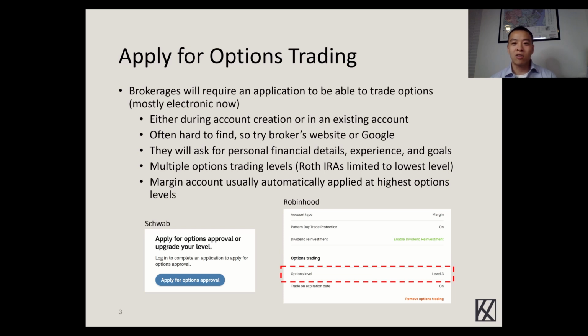Roth IRAs are usually limited to the lowest level in most brokerages, and some brokerages don't even allow any options trading in your Roth IRA, so keep that in mind. When you start applying for those higher options levels, meaning you're going to be trading high option strategies or advanced option trading, your account is going to automatically become a margin account. I'll get into that later.